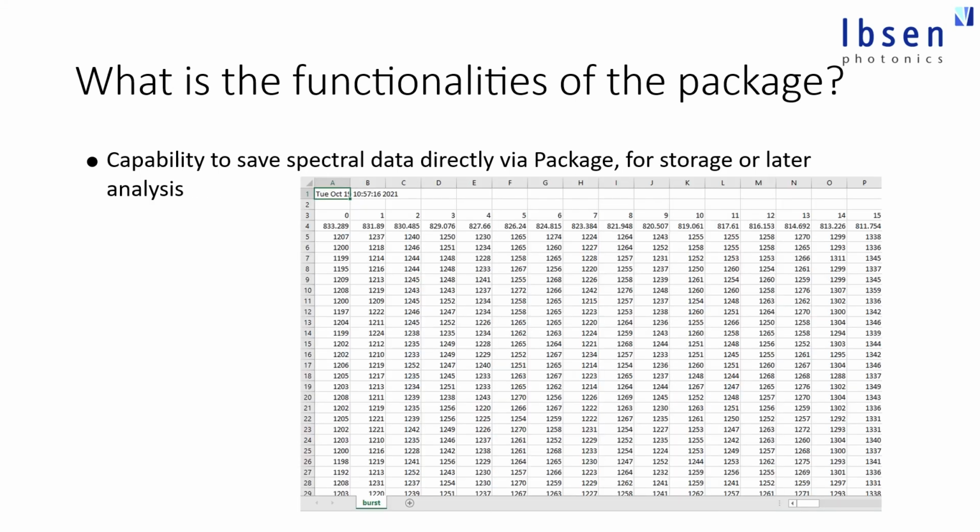Finally, the capability to export spectral data via the package is also here. Here we have used a burst function to acquire 50 spectra and send it all to a CSV file format. At the top right corner you see the date and time that the spectra were acquired. From the third row you see the pixel axis. Fourth row you see the wavelength axis, which is inverse here because we're using the Pebble, which has an inversely mounted detector. And from row 5 and down you're seeing all the different spectra being acquired, and there should be 50 spectra in total here.